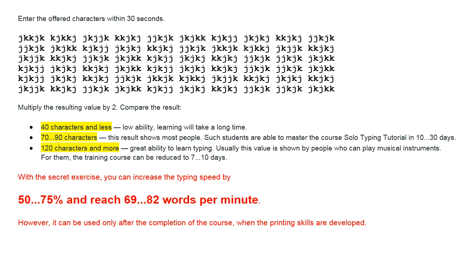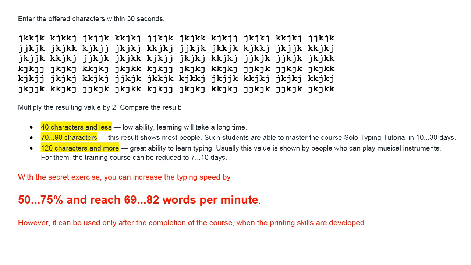Based on the results of this test, you can evaluate your abilities in the future course. So, 40 characters and less means low ability, and learning will take a long time. 70-90 characters, this result shows most people. Such students are able to master the course Solo Typing Tutorial in 30 days. 120 characters and more, great ability to learn typing. Usually this value is shown by people who can play musical instruments. For them, the training course can be reduced to 7-10 days.